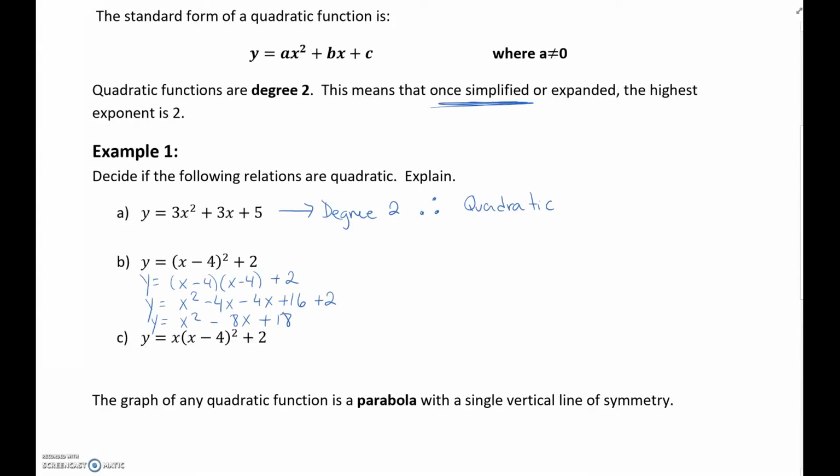Evaluate it again, take a look at it. Yes, there is only one exponent that is a 2. There's nothing that's higher than that. So this is also a function that's degree 2, therefore quadratic.